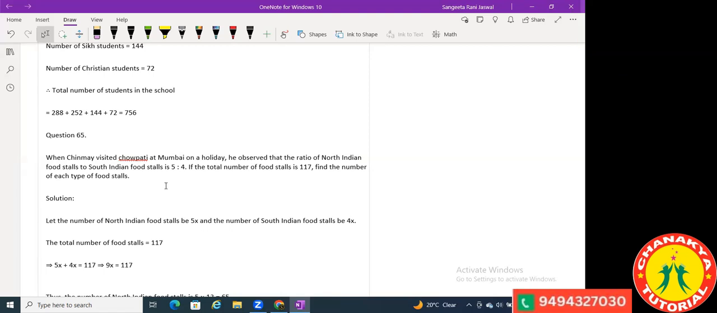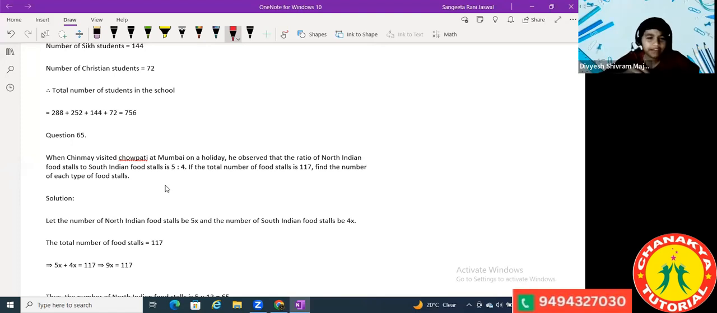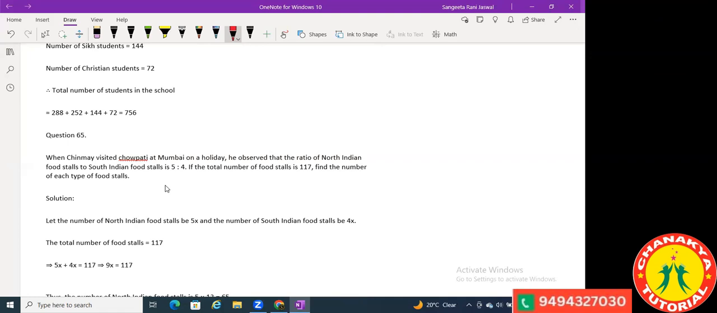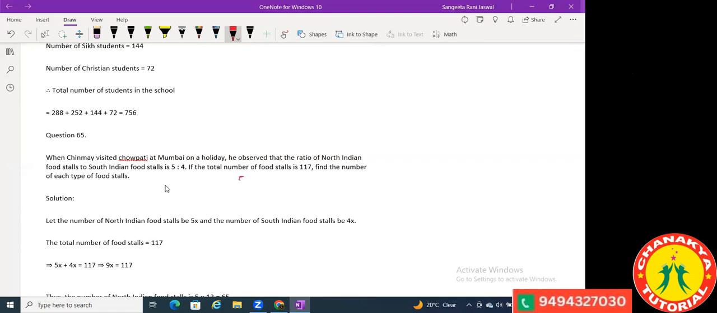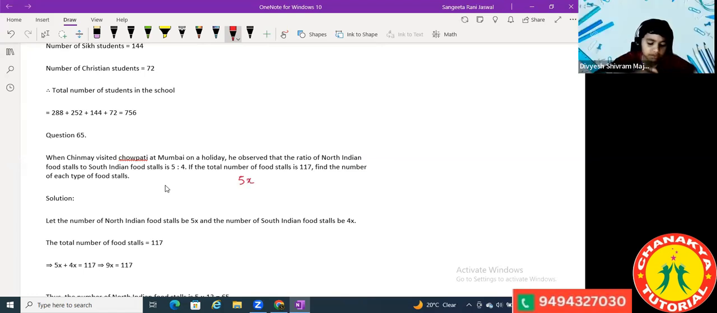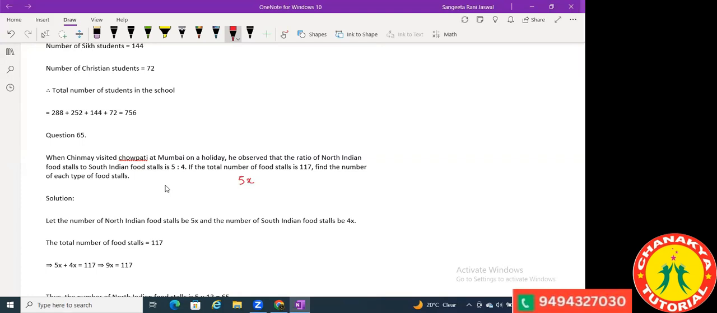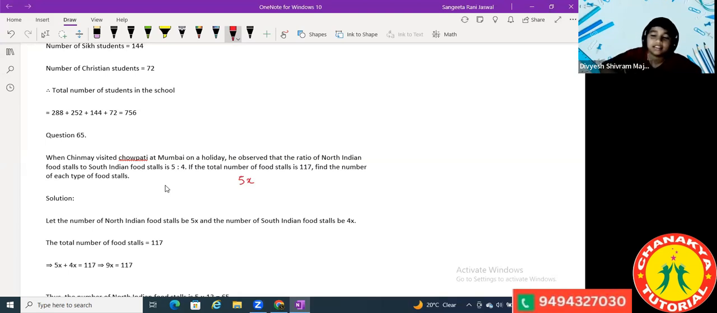Yes, Devesh, what will we do first? Tell me the first step. Teacher, the 5 and 4 multiply one other number, so we'll do... Wait, don't speak in between. Just wait for a moment. 5x to 4x equals 117. The both variables are same, so we can add. So 9x is equal to 117.